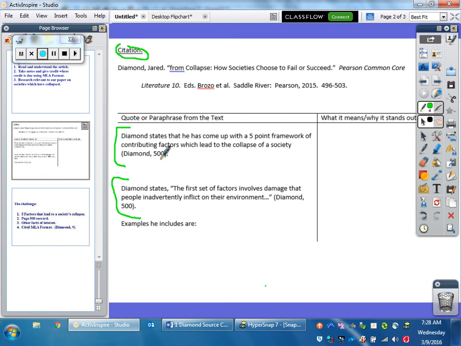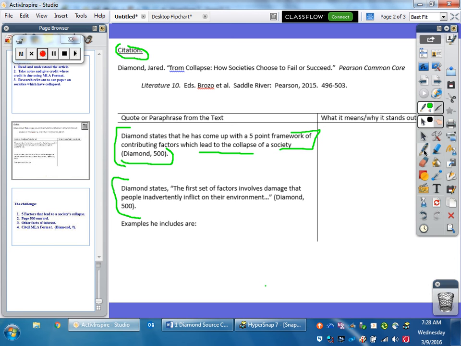The first example here, I have written in my own words, Diamond states that he has come up with a 5-point framework of contributing factors which lead to the collapse of a society. And then at the end of it, I've made it a point to have Diamond, comma, 500. Well, these words are my words. I've put that into my own words. This is a fancy way of saying summarizing, but I am paraphrasing what was in that part of the article.